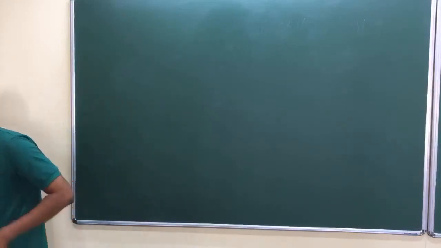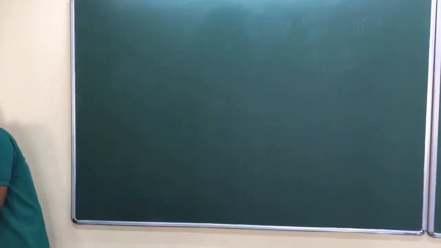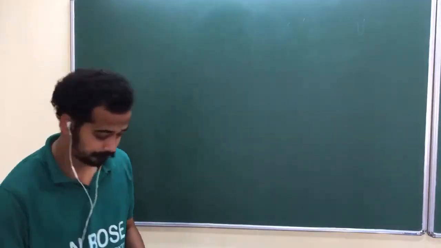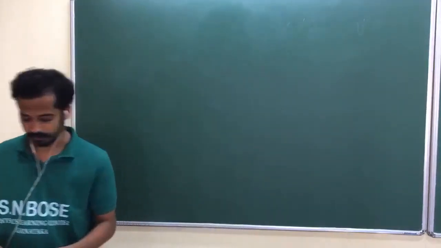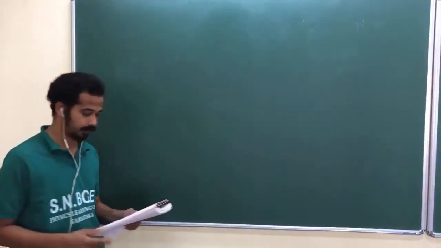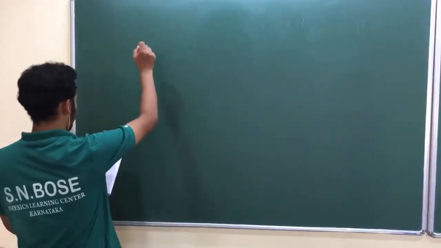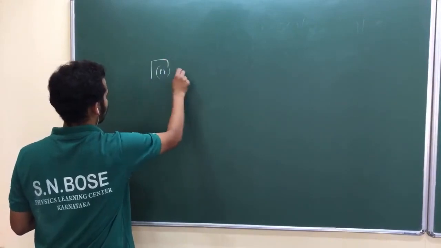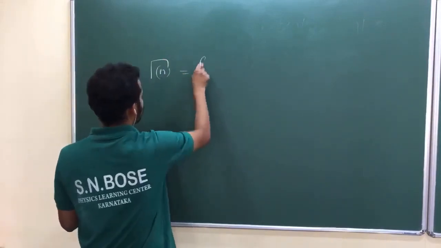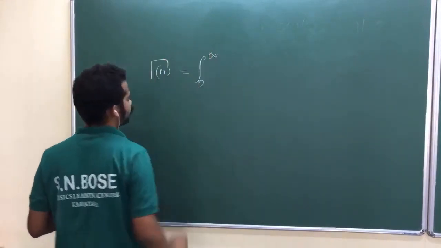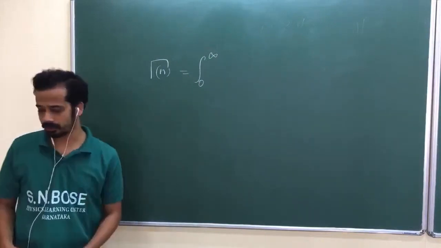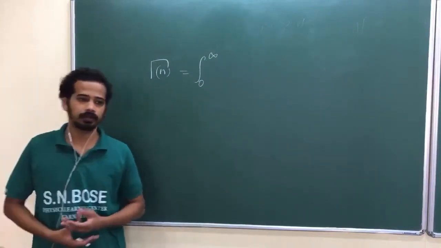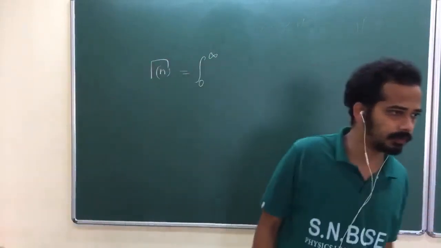So let me quickly define some formula here. The gamma function, gamma of n, is a kind of integral. It is defined as an integral from 0 to infinity, an infinite integral. We need to work with infinite integrals because they will come up in our quantum mechanics.